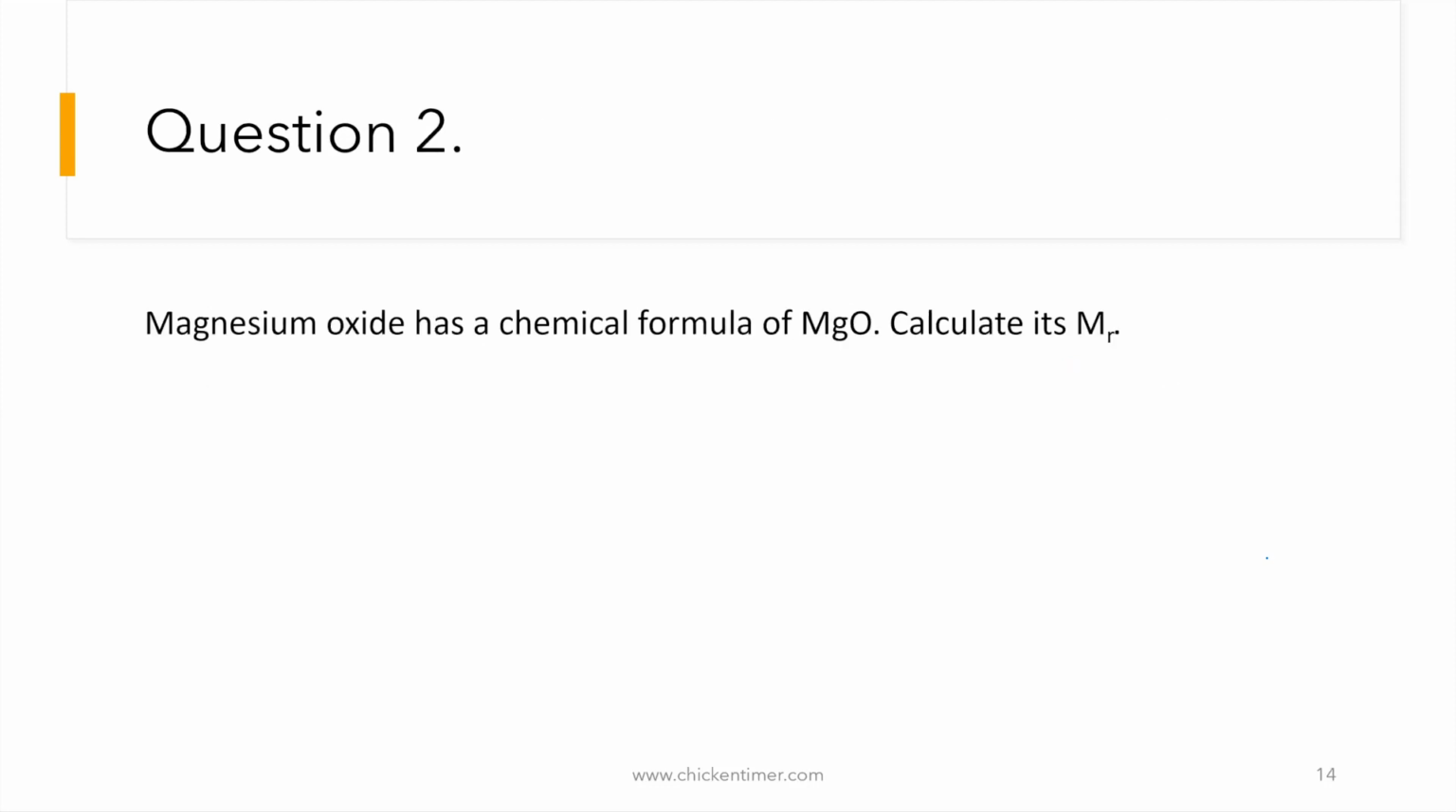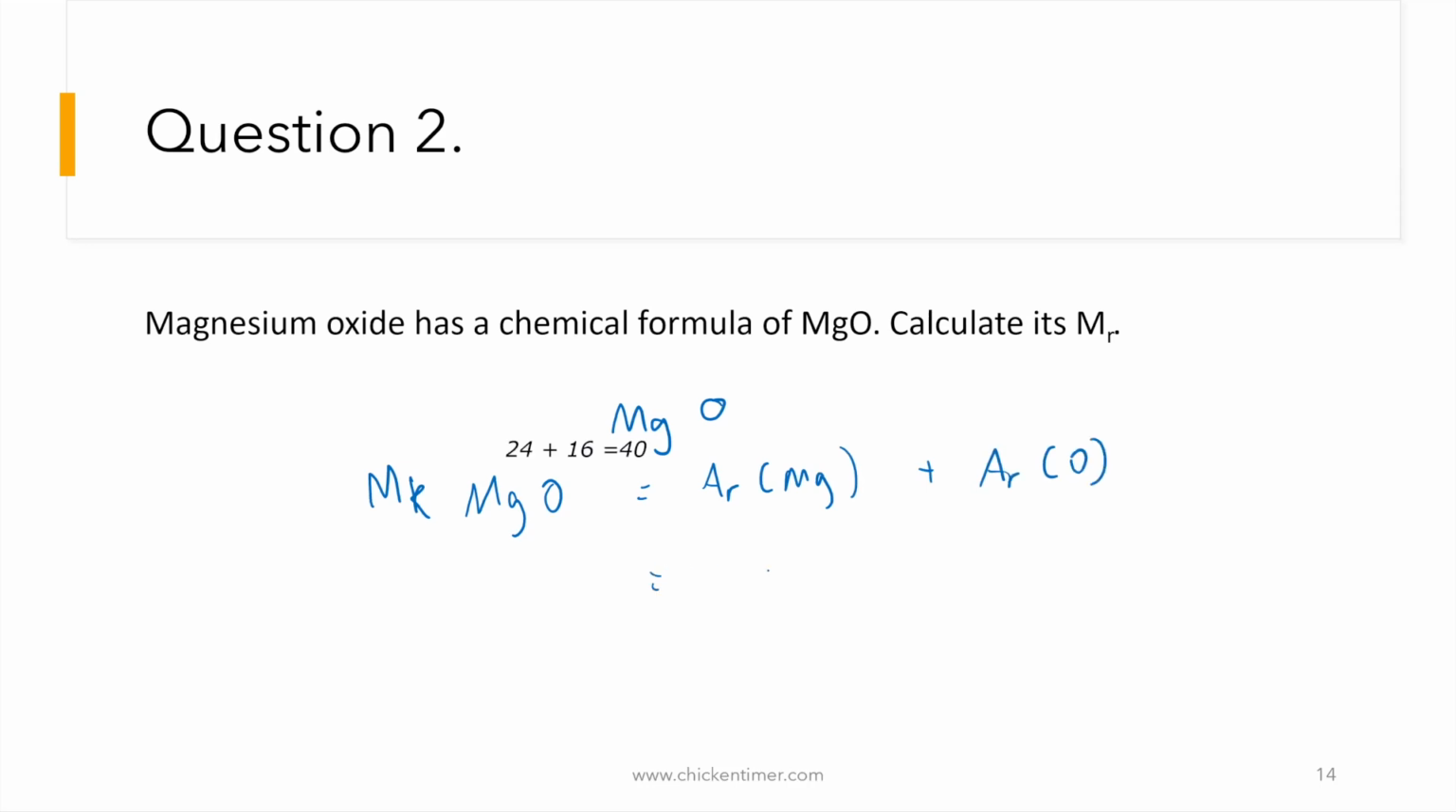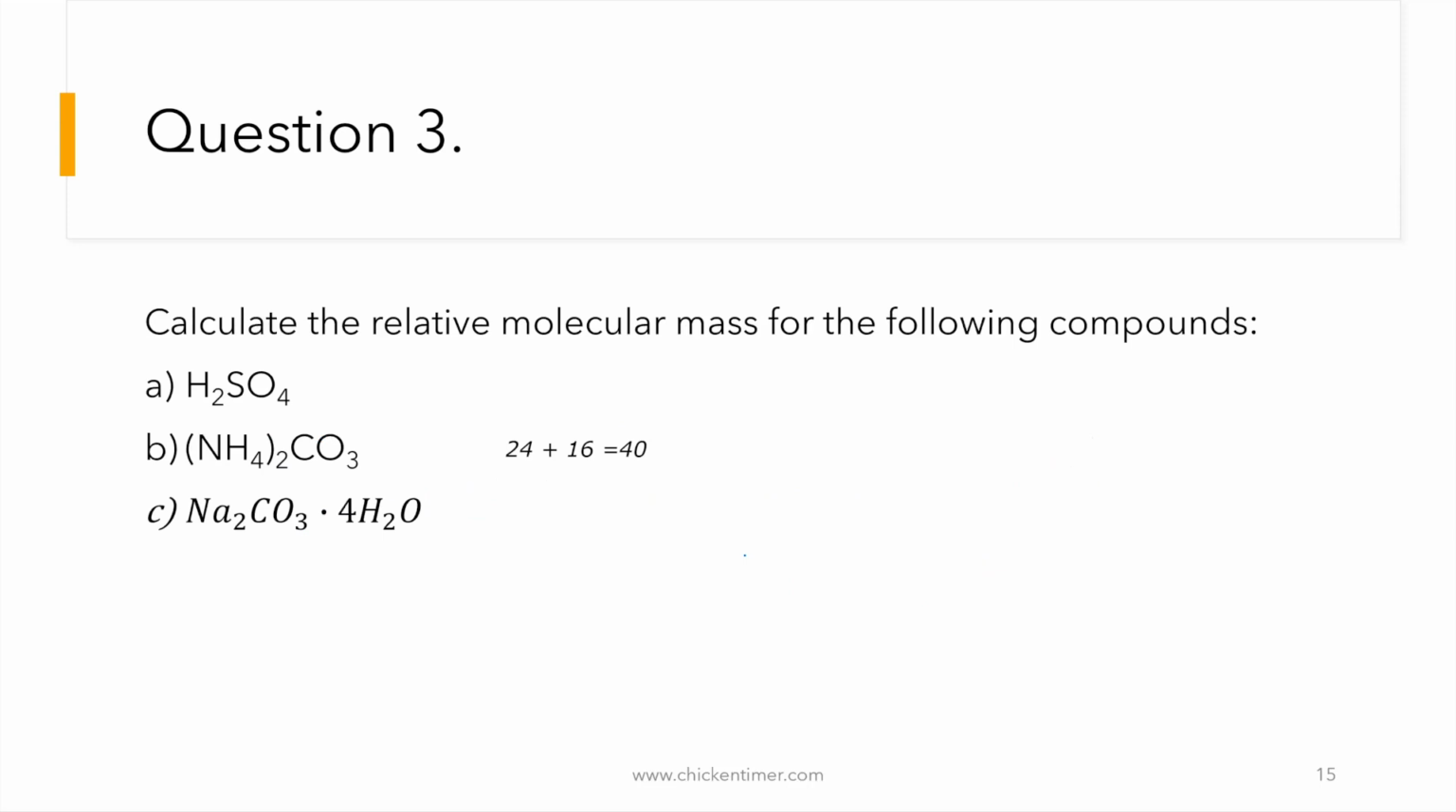Here is an example. Magnesium oxide has a chemical formula of MgO. They ask you to calculate the relative molecular mass. So the relative molecular mass of MgO will be magnesium plus oxygen. The 24 is this one, and the 16 is here. Now this one I leave it to you.